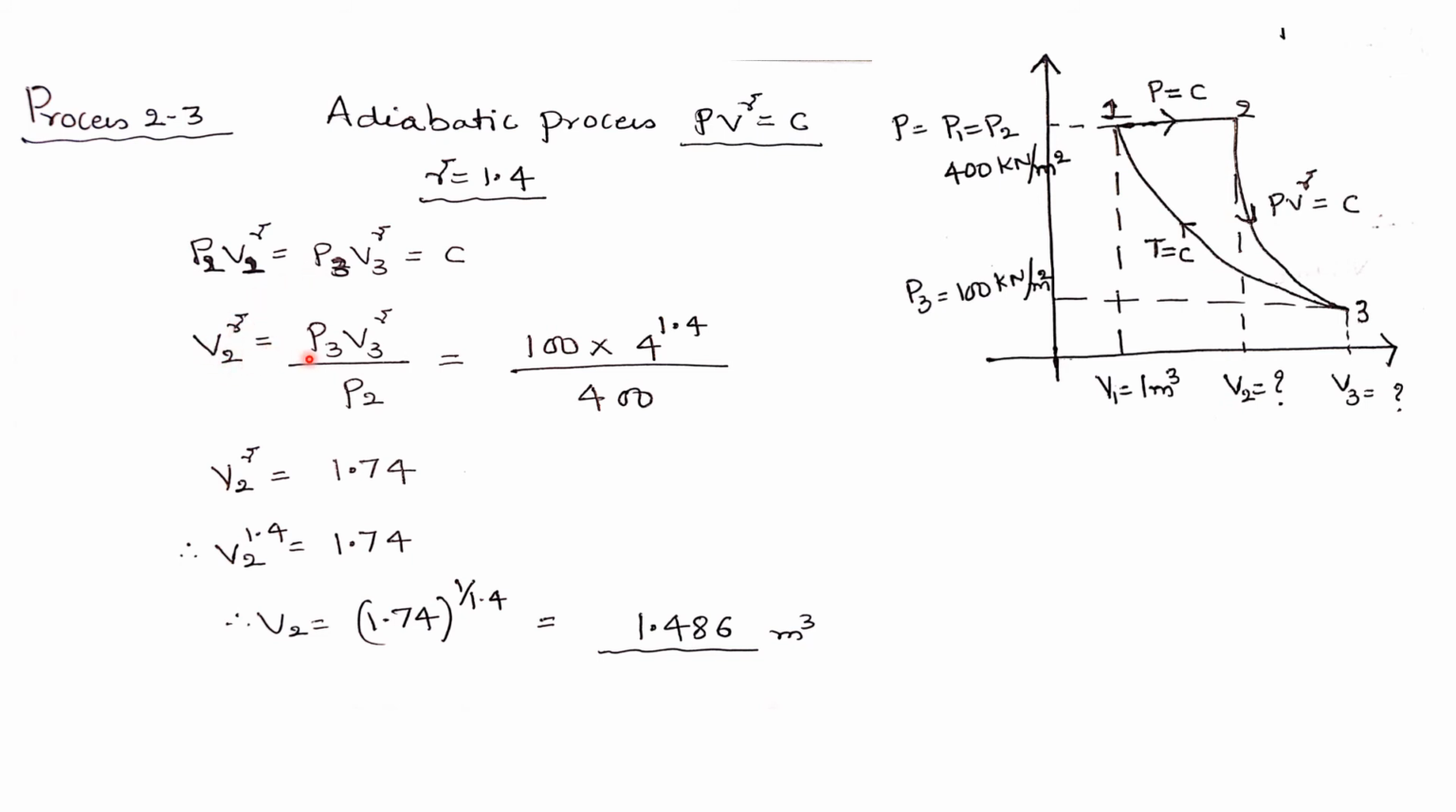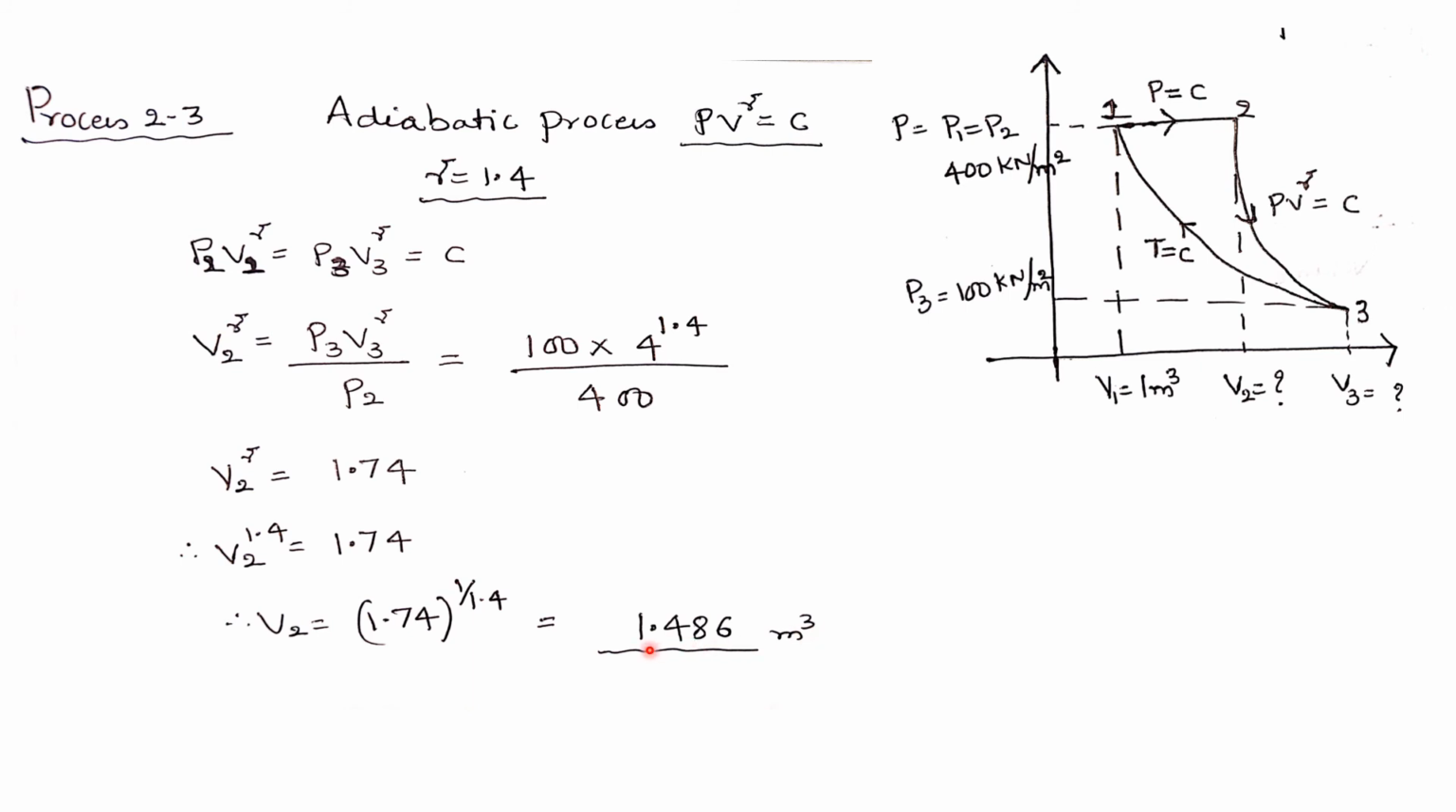V2 to the power gamma equals P3 V3 to the power gamma divided by P2. So P3 is 100, times V3, which is 4 to the power 1.4, divided by P2, which is 400. So V2 to the power 1.4 equals 1.74. Therefore V2 is equal to 1.74 to the power 1 divided by 1.4. So the volume at point 2 is 1.486 meter cube.